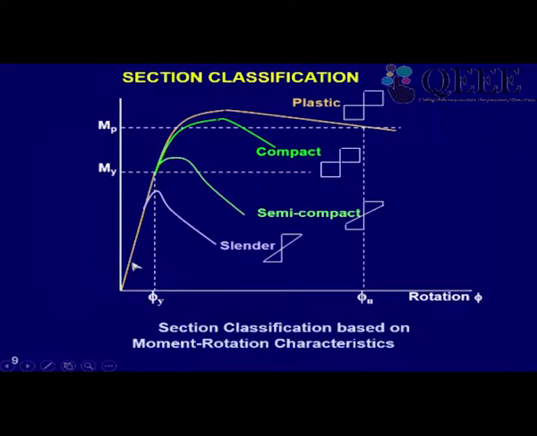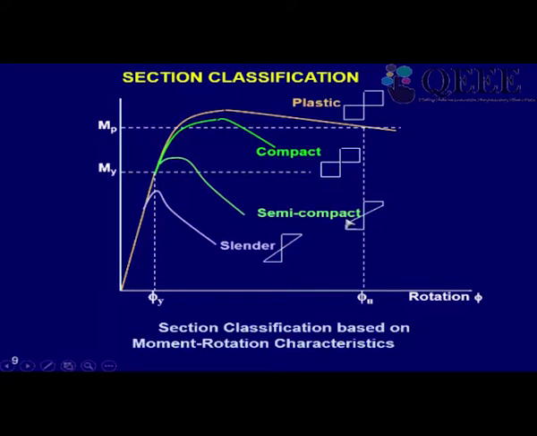Okay, and sections which have very high B by T values will not even reach My. So even the elastic analysis that you are doing is not possible for them. There are other methods, let's say finite element methods, which may be able to bring that local buckling in and tell you what this value is. But since they are complicated, we will not use such sections for routine design. So slender sections will not be used in design as per the code.